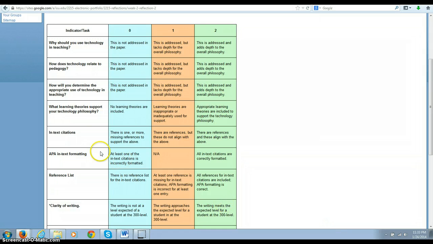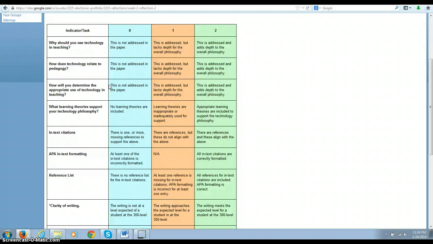On the rubric, what I'm interested in seeing in your philosophy is: why should we use technology in teaching? How does technology relate to pedagogy? I've already explained that. How will you determine the appropriate use of technology in teaching? What learning theories support your technology philosophy? And then you're supposed to do some in-text citation within your paragraphs as we were discussing.